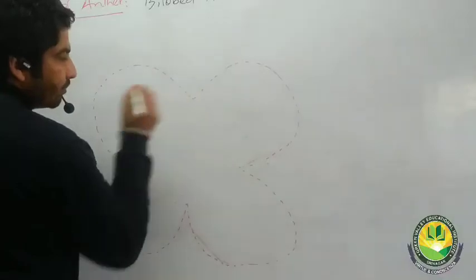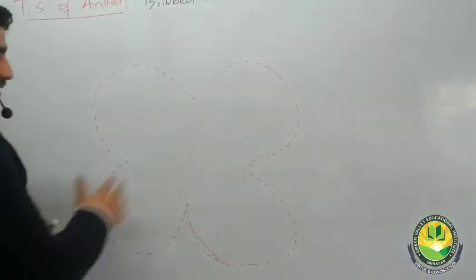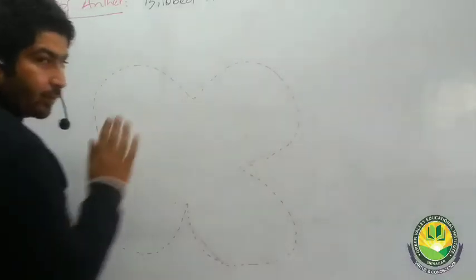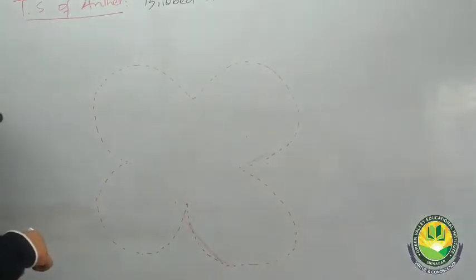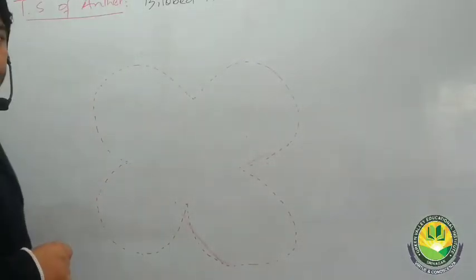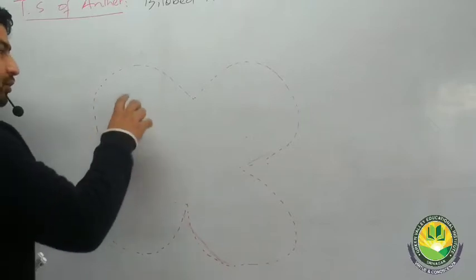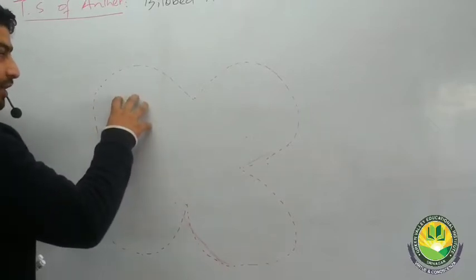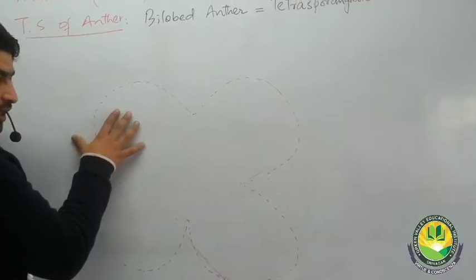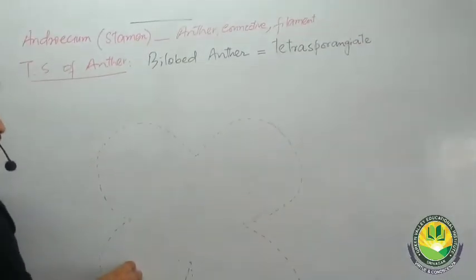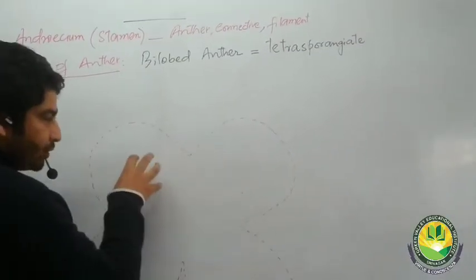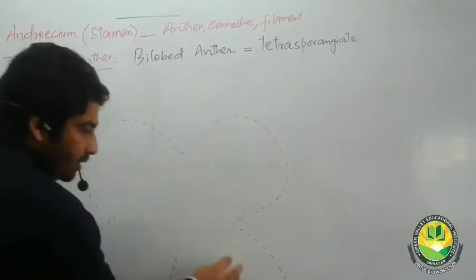This is the bilobed anther. This is one lobe, this is the second lobe. And in each lobe, what are we going to have? We are going to have two microsporangia. That means these sporangiate structures, one and two. And in the bilobed anther, we are going to have one, two, three, and four.